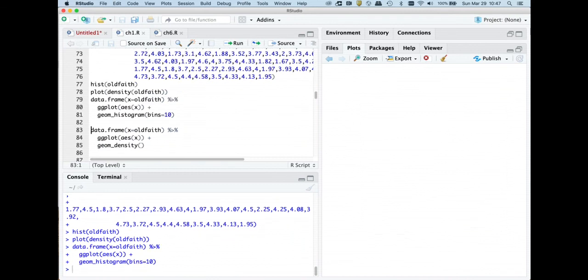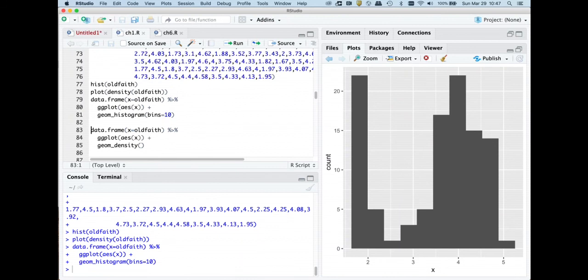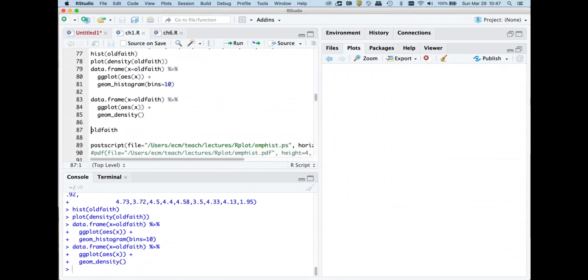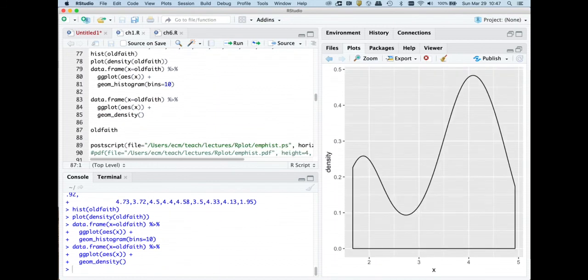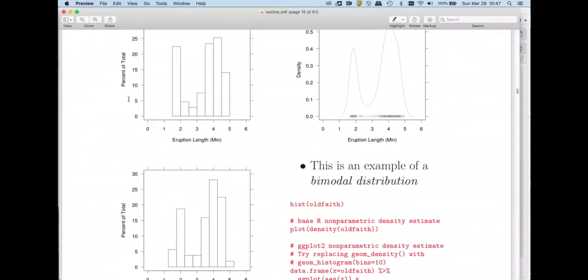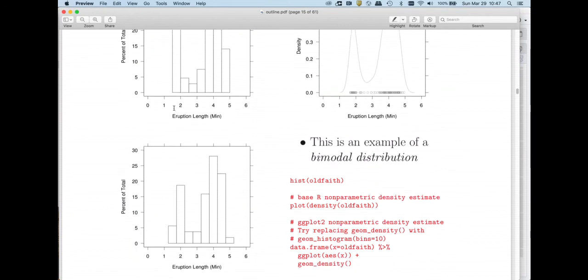So let's just go see what this looks like. This is the ggplot version of the histogram. Now, instead of sending it to a histogram, I could send it to the geom_density function, and I get a nonparametric density estimate of the same thing. So that just gives you a really short introduction to what I call the first and third generation graphics functions in R.